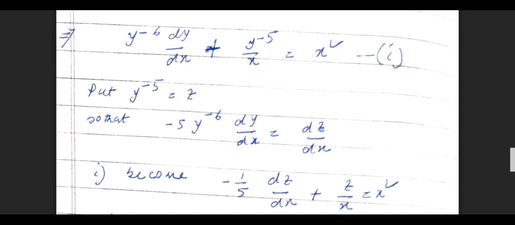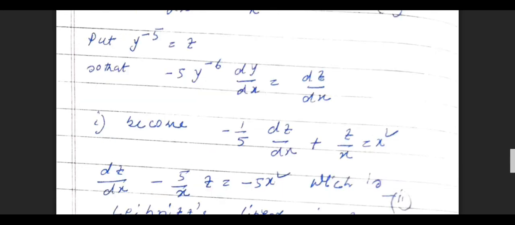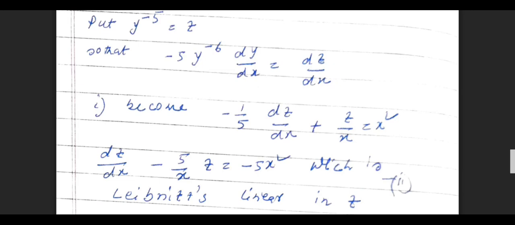That Bernoulli's equation, I wrote: dy dx plus Py equal to Q y to the power n, where P and Q are functions of x, and it is reducible to Leibniz linear equation. And that is called Bernoulli's equation. Reducible means we are changing it to Leibniz linear equation and then solving. We have learned how to solve the Leibniz linear equation. Leibniz spelling is Leibniz.